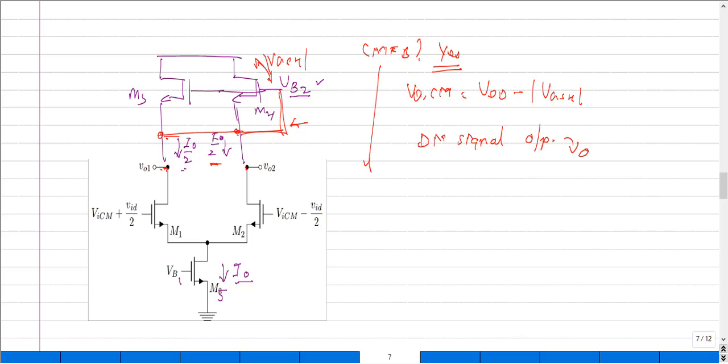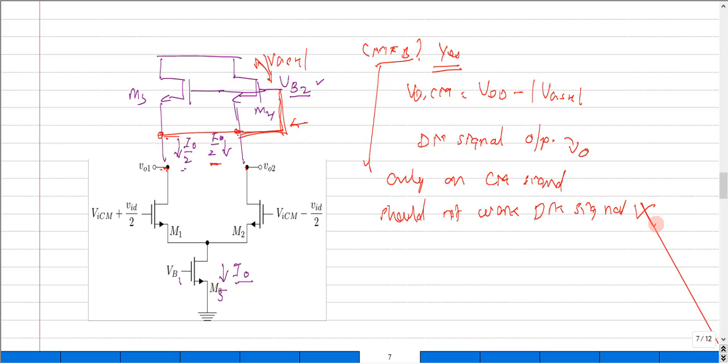What is the requirement of the common mode feedback network? The requirement of the common mode feedback network is to work only on the common mode signal and should not disturb, or should leave intact, the differential mode signal. But this particular feedback that I've drawn basically fails to satisfy the second condition. So this condition is basically not satisfied by this particular network.